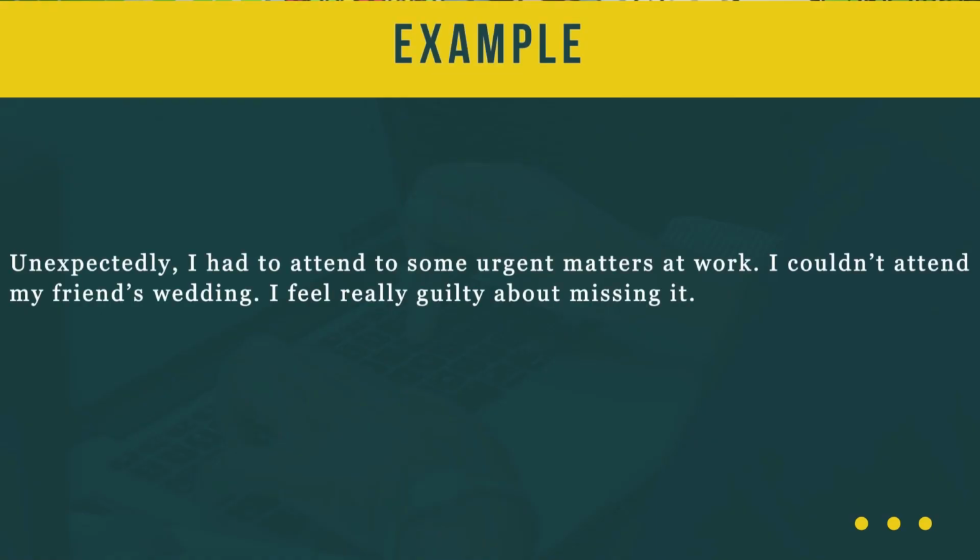It could be put better by writing, unexpectedly, I had to attend to some urgent matters at work. I couldn't attend my friend's wedding. I feel really guilty about missing it. Simple as that. When writing, always put your best foot forward.